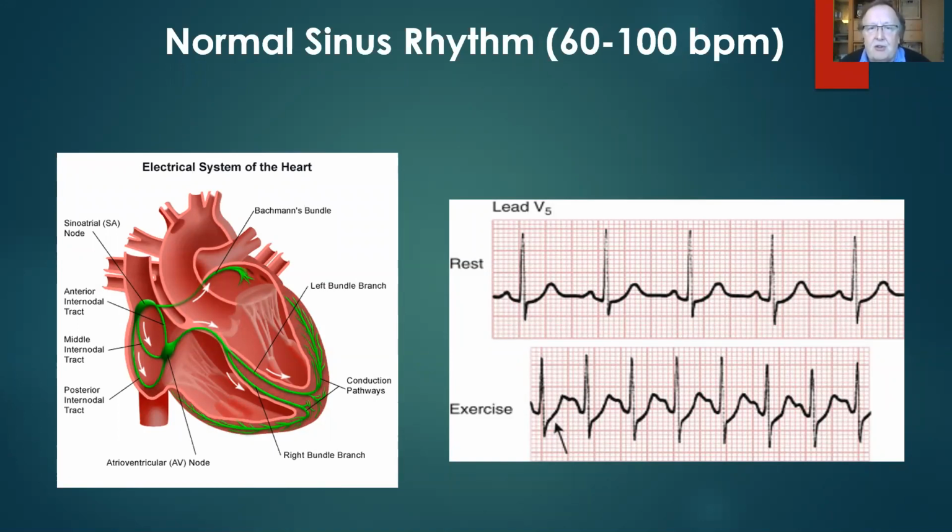Does the QRS complex look normal? It's 1 to 3 small squares. Yes, it does. Is the ST segment isoelectric? Yes, it is, because it runs right through. It's not obviously depressed and it's not obviously elevated.